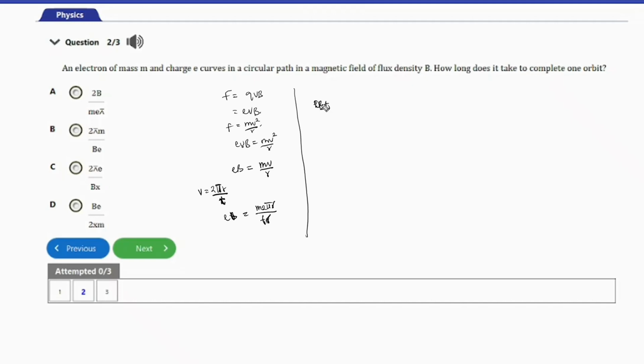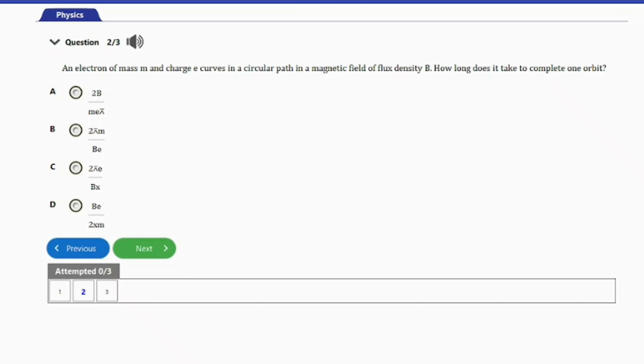And then we have that eBt is equal to 2 pi m. So if we make t the subject of this equation in order to find how long it will take, that's the time, t now becomes 2 pi m over eB. So that's it for this question. Option B is the answer to this question.